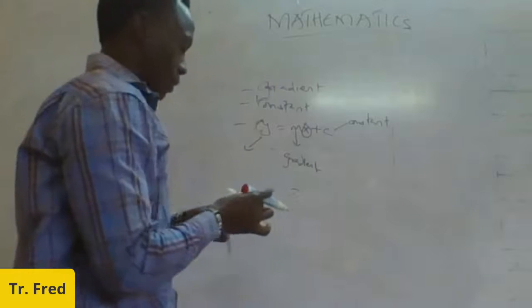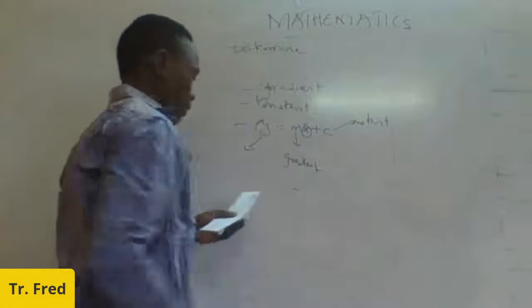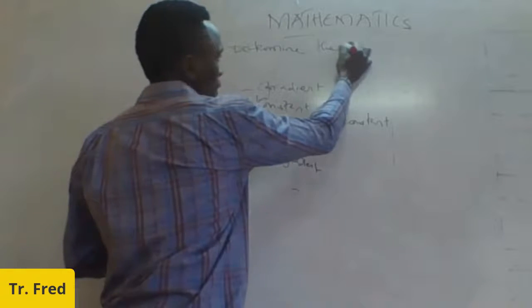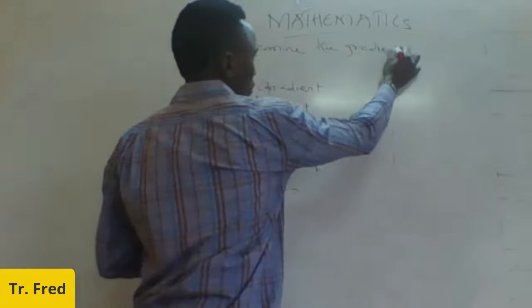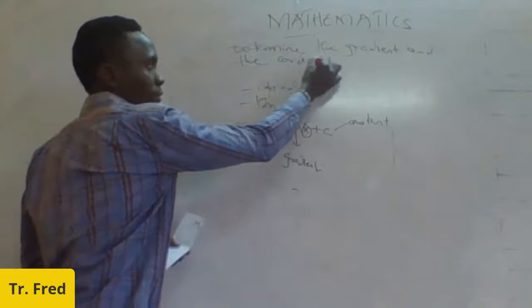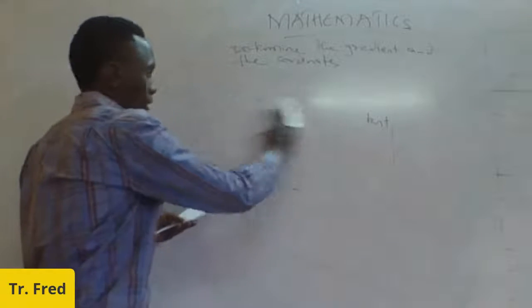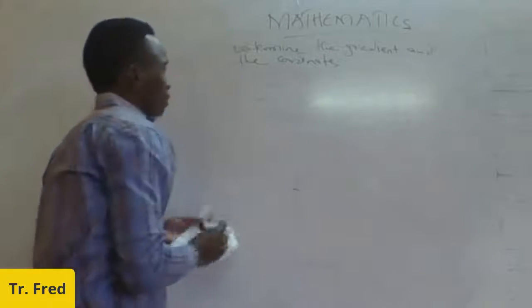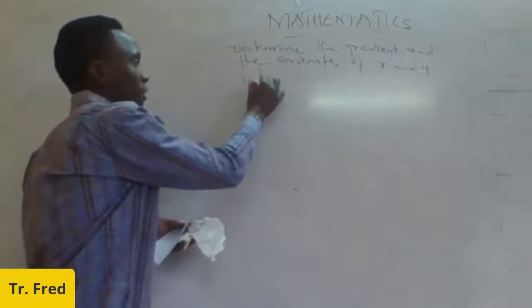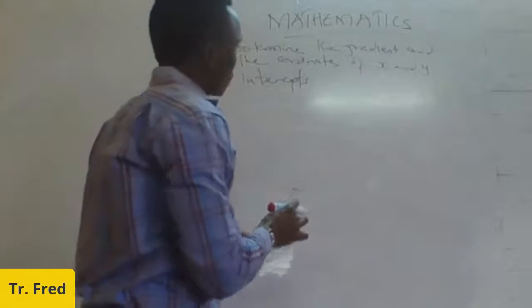Now we can look at this question where we are being told to determine the gradient and the coordinates of the x and y intercept of the line.